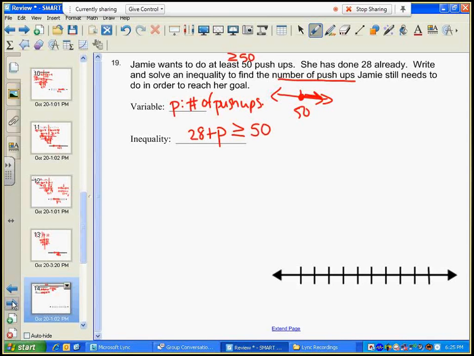That's my inequality. So to solve it, I subtract 28, and I end up with P is greater than or equal to 22. So as long as she's done at least 22 push-ups, then she has reached her goal. So she could do 30 and she still reached her goal. So I'll call this 22. And she can do 22 and reach her goal, and more. Anything greater than 22, or equal to 22.